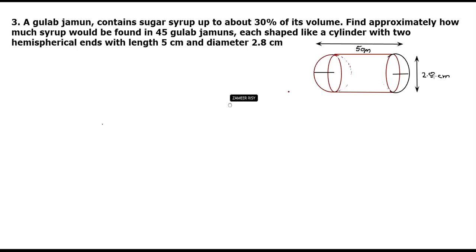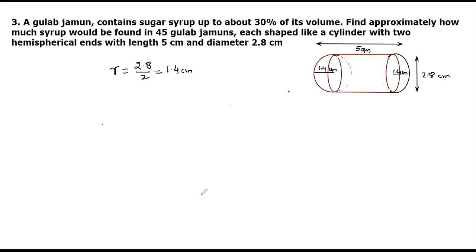Okay, and what will be its radius? Because the diameter is 2.8, this diameter, the radius will be half of it. So the radius will be equal to the diameter 2.8 divided by 2, that is equal to 1.4 centimeters. So you can see this length is 1.4 centimeters, and this is also 1.4 centimeters.